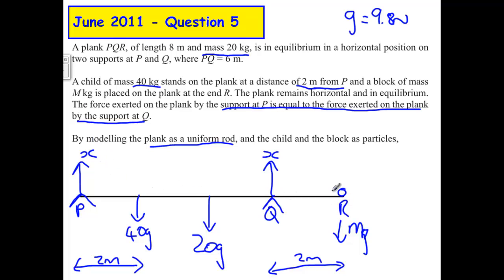Now what I'm going to do is I'm going to take moments about R. If I take moments at R, then I won't have to worry about M at all, because it won't even be in the equation. I'll get an equation literally relying on X. And because this plank is in equilibrium, I'm going to set moments acting in a clockwise direction, that is the two reaction forces, equal to forces acting in an anti-clockwise direction, which will be the weight of the boy and the weight of the plank. And remember, for any moments equation, the moment is equal to the magnitude of the force times the distance from the point that you're taking moments at.